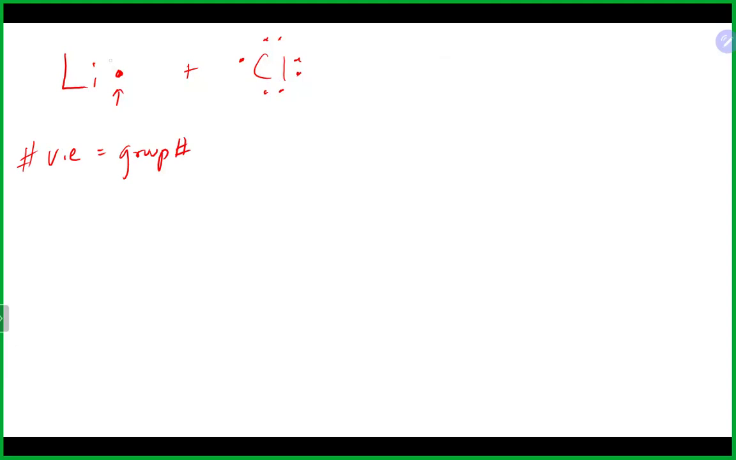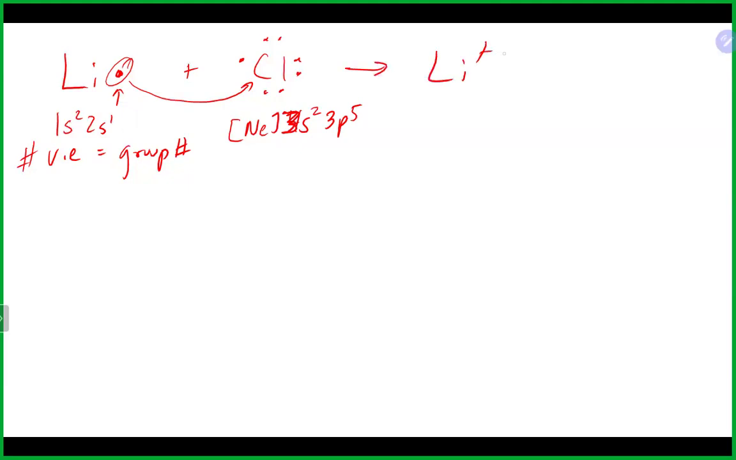And in this case, what's going to happen is this lithium is going to send its electron over. If we look at the electron configuration here, 1s2, 2s1. Over here for chlorine, neon, 3s2, and 3p5 in this case. And the result of that is that lithium is going to gain a charge, and the chlorine will accept the electron and become negatively charged.